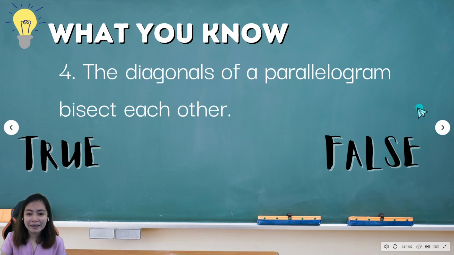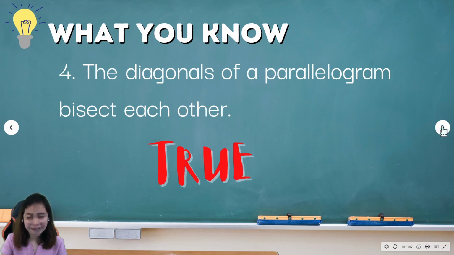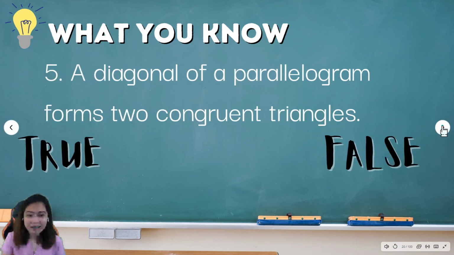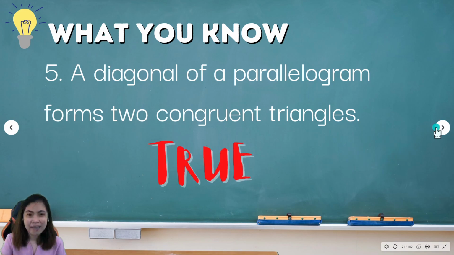Number 4. The diagonals of a parallelogram bisect each other. True or false? Correct. The answer is true. Number 5. A diagonal of a parallelogram forms 2 congruent triangles. True or false? Great. The answer is true.